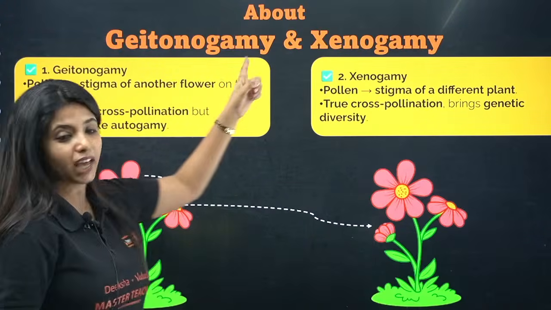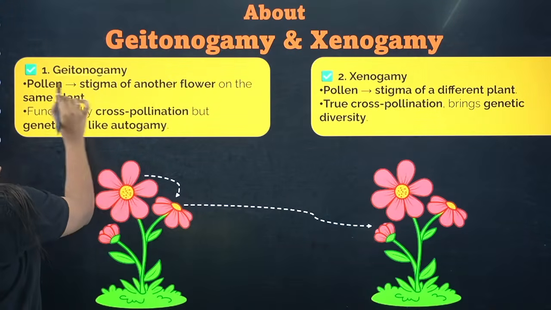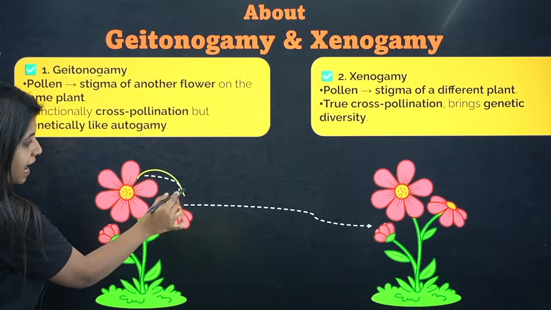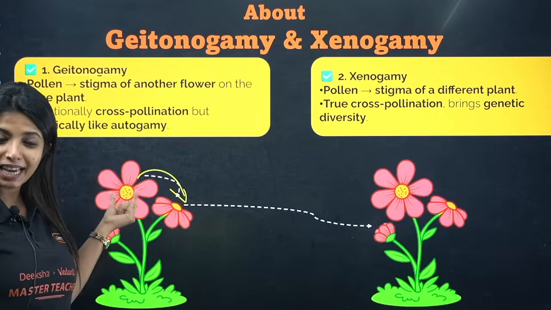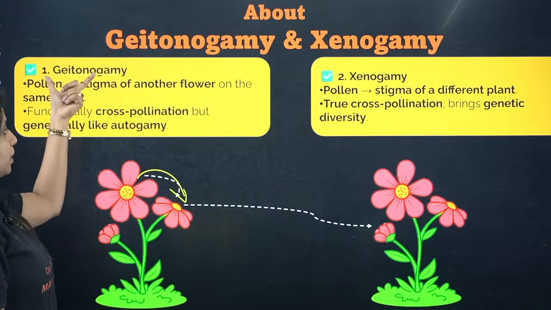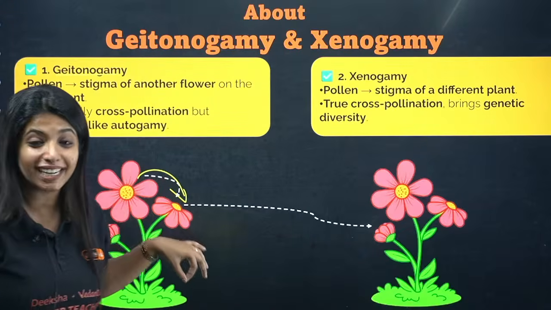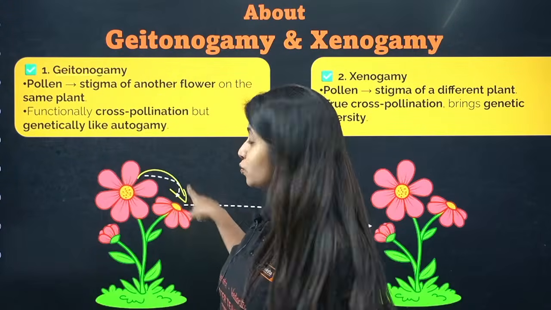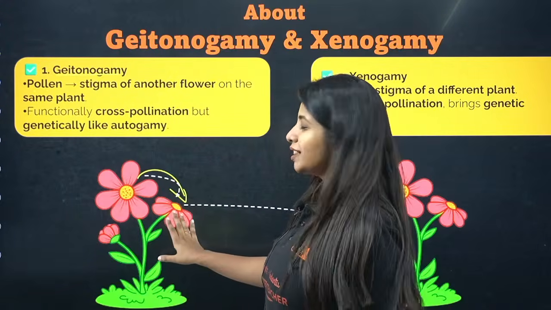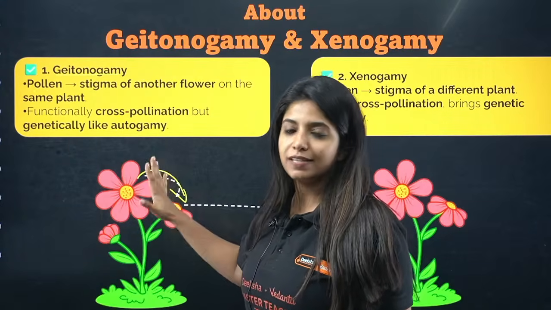Now, we come to geitonogamy and xenogamy. We spoke about it already. Geitonogamy means pollen lands on the stigma of another flower of the same plant. So from here to here, it's not between the same flower, it is between different flowers but of the same plant. This is known as geitonogamy. Functionally it is cross-pollination because two different flowers are involved, but genetically it's just like autogamy. Why? Because the male and the female gametes belong to the same plant.